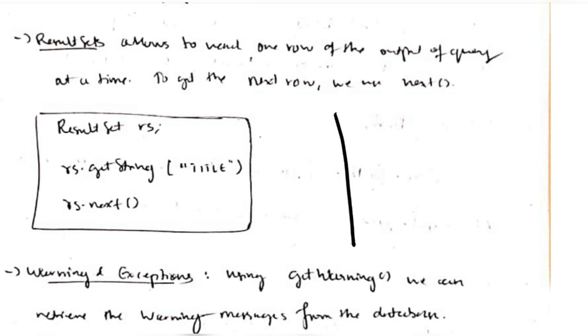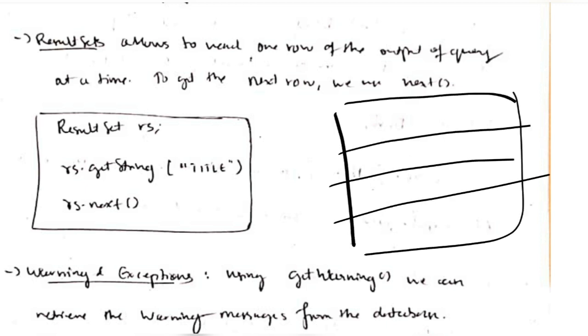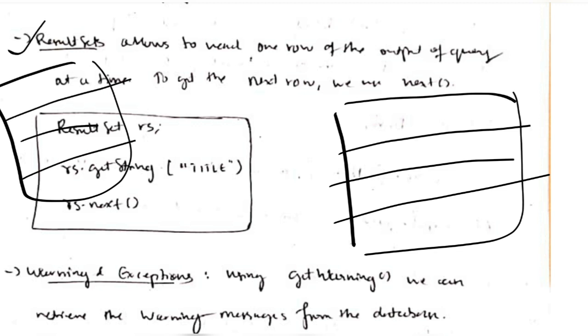Okay, after a query, the results will be shown here. It acts like a cursor, but it's not a cursor. Why? Because a cursor reads the data from the database, whereas a result set reads the output from the database. This is for the input and this is for the output.